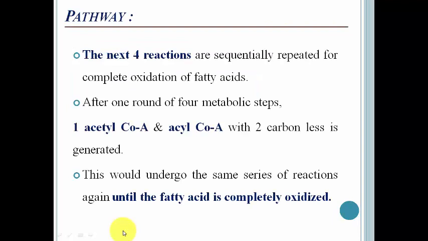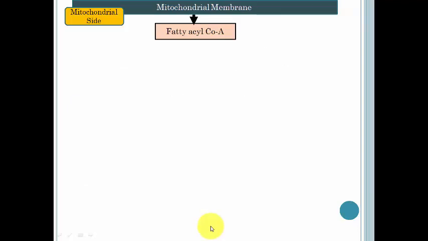This pathway consists of 4 sequential reactions. At the end of one cycle it will form one molecule of a 2 carbon compound, that is acetyl CoA, and one molecule of acyl CoA which is 2 carbons less than the parent compound. This would undergo the same series of reactions until the whole fatty acid molecule is completely oxidized. So moving further to the pathway of beta oxidation.